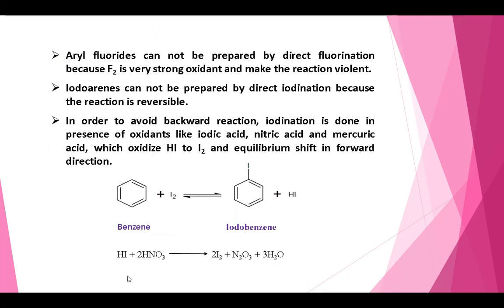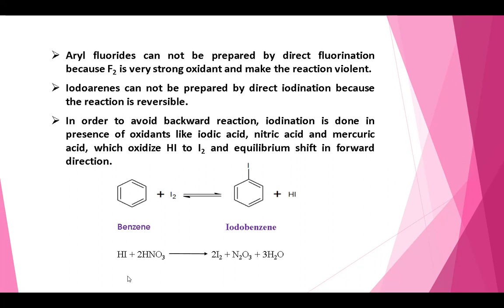In aromatic hydrocarbons, if one or more hydrogen atoms are replaced by halogen atom, then we get aryl halides. Halogen atoms belong to group 17 elements. And these elements are chlorine, fluorine, bromine, and iodine. By direct halogenation, we can prepare chlorobenzene and bromobenzene. But we cannot prepare aryl fluorides and iodoarenes.